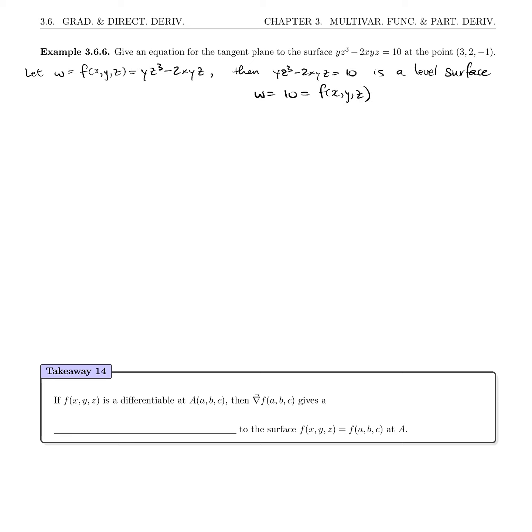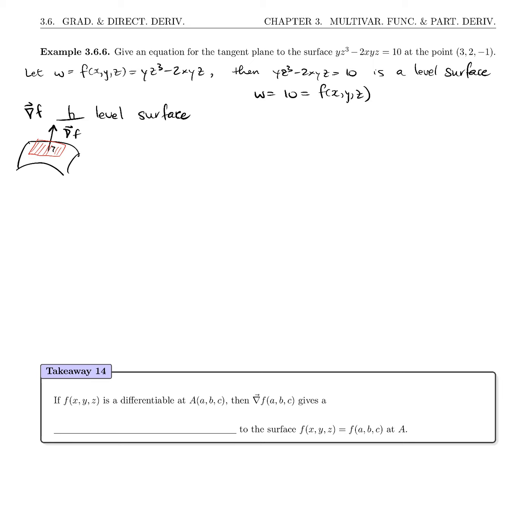And analogous to the two-dimensional case where the gradient is perpendicular to the level curves, the gradient of f will be perpendicular to our level surface. So if we have a surface, we're imagining it's a level surface and the gradient is perpendicular to it, well, that is perfect for finding the tangent plane. We can use the gradient as our normal vector. So let's start by calculating the gradient.